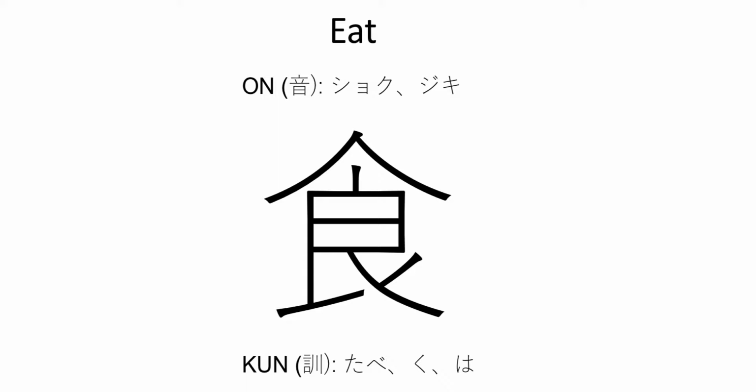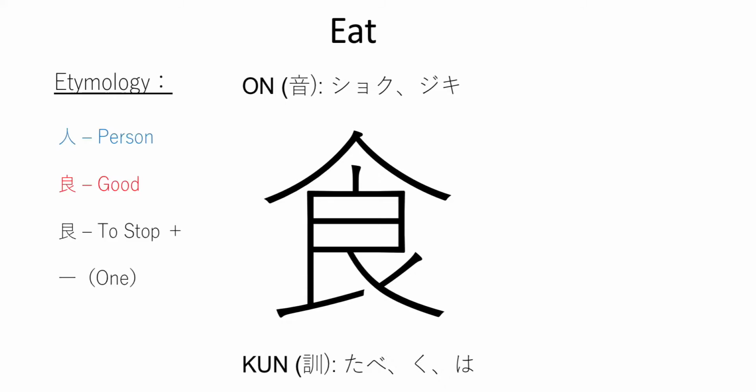Then we have the kun reading, taberu, and then we also have ku. Now, taberu in this case, and I'll give an example a little bit later, is mostly what we're using to eat. Ku is going to be a little less formal and is usually how animals eat or people that are being somewhat impolite.